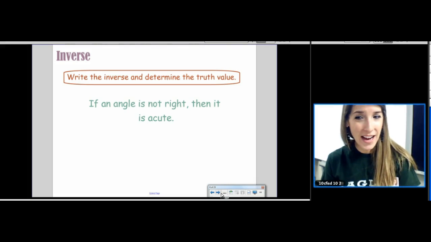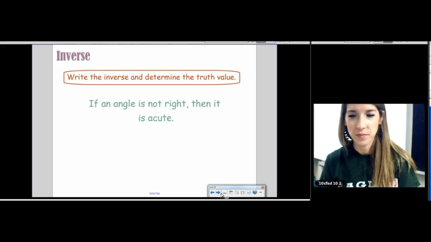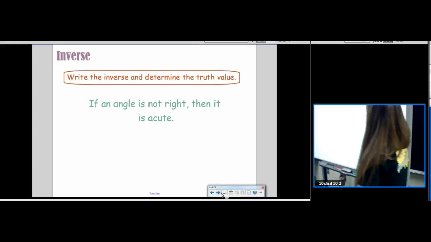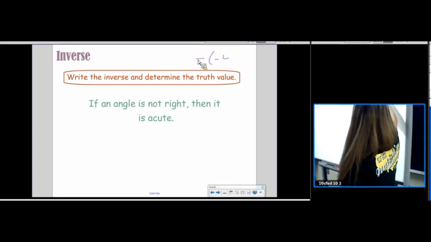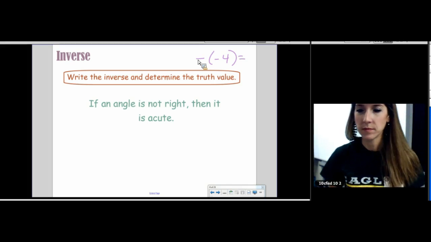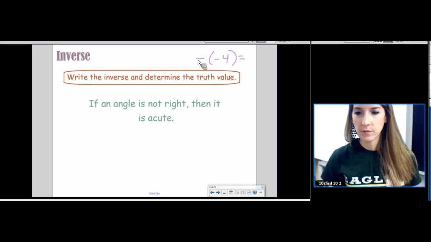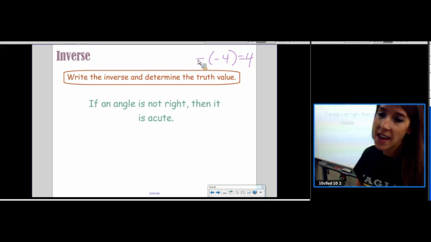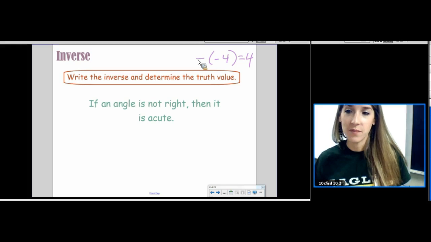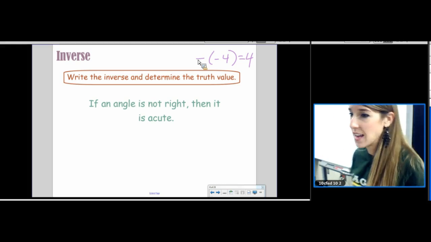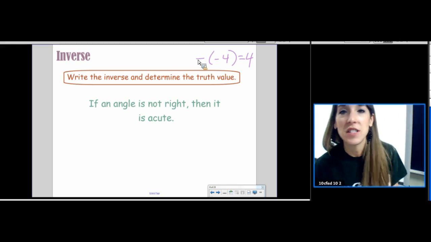If an angle is not right, then it is acute. Write the inverse. What happens in algebra when you have a negative negative 4? What does that equal? It's a positive 4. The negatives cancel. So the same thing happens with your nots. If an angle is not right, well, the inverse of that, you don't write, if an angle is not not right.